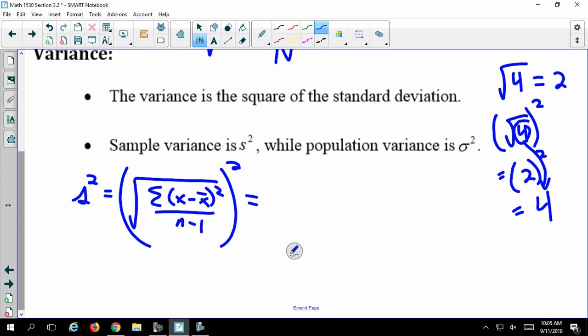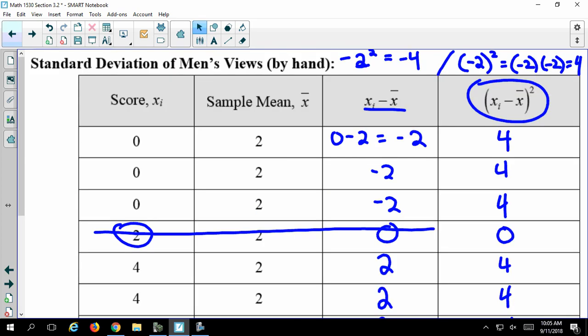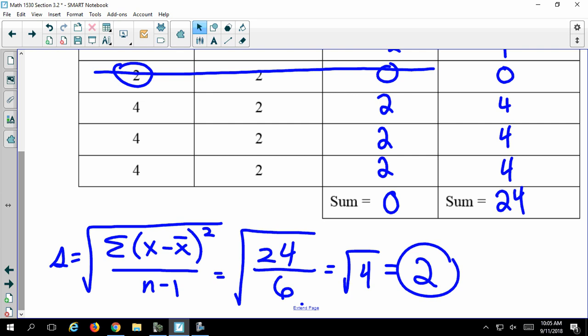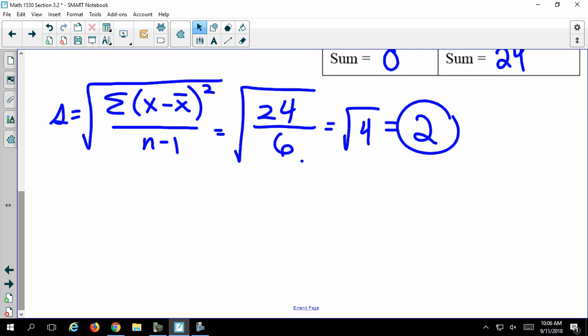So the square root symbol just cancels out for the variance. So the variance is just this part. It's that part that's under the square root, when you're doing the calculation by hand. So before, let's go back to here. What's the variance for this one? It's just 4, right? So it's this part that's under the root.